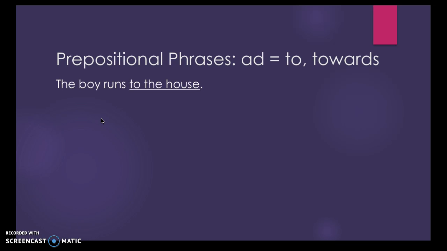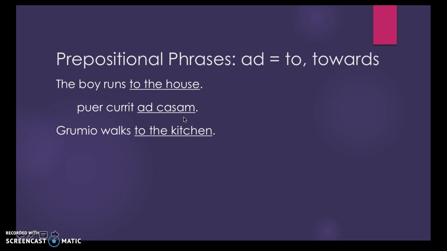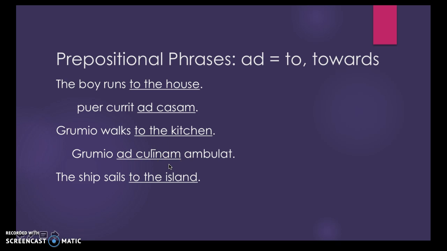Our first one, the boy runs to the house. That would be "puer currit ad casam." "Ad casam" means to the house. Grumio walks to the kitchen. This would be "Grumio ad culinam ambulat." The ship sails to the island. "Navis ad insulam navigat."